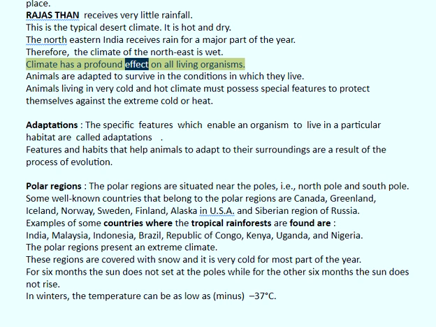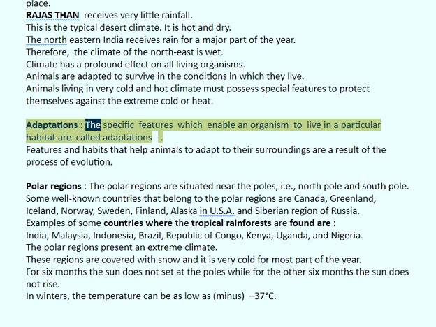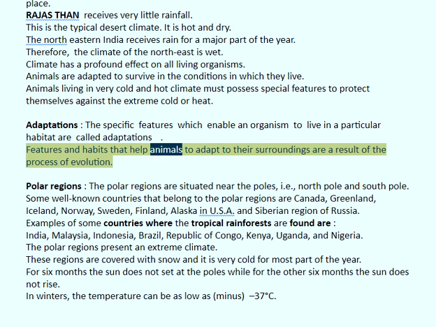Climate has a profound effect on all living organisms. Animals are adapted to survive in the conditions in which they live. Animals living in very cold and hot climates must possess special features to protect themselves against the extreme cold or heat. Adaptations. The specific features which enable an organism to live in a particular habitat are called adaptations. Features and habits that help animals to adapt to their surroundings are a result of the process of evolution.